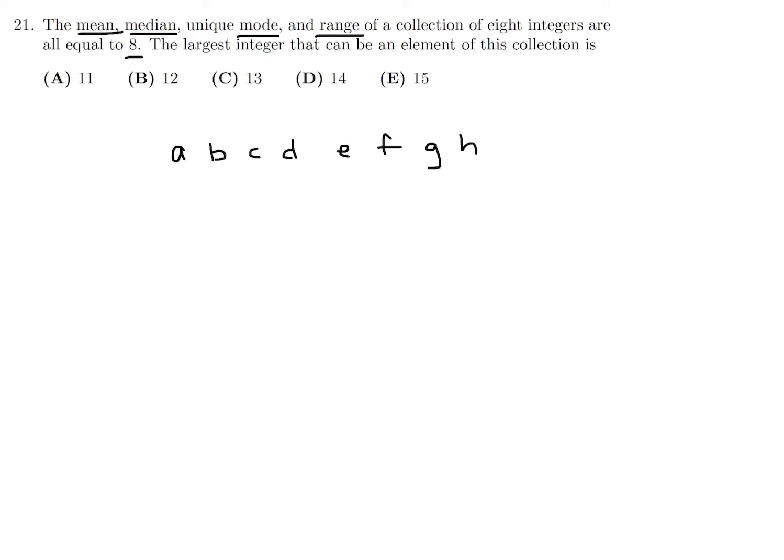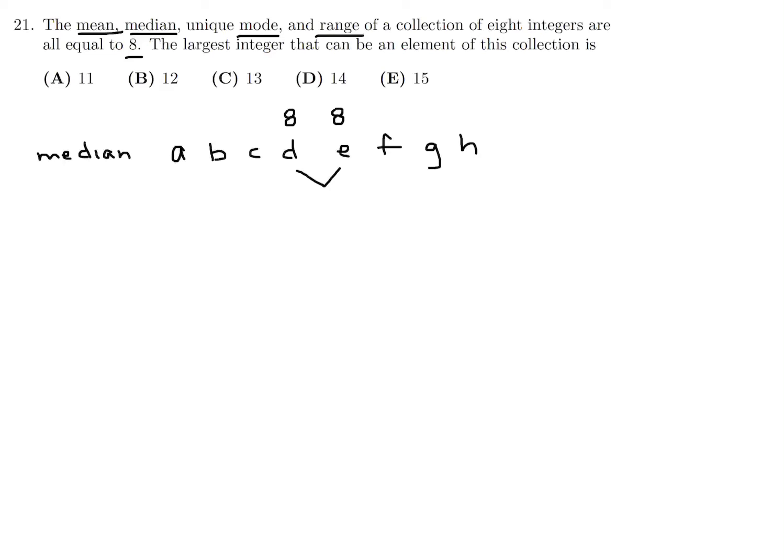If the median is 8, this is an even number, so that means that these two have to both be 8. That's the only way we can get the median to be 8, because the average of those two numbers is going to be 8. So that takes care of the median.